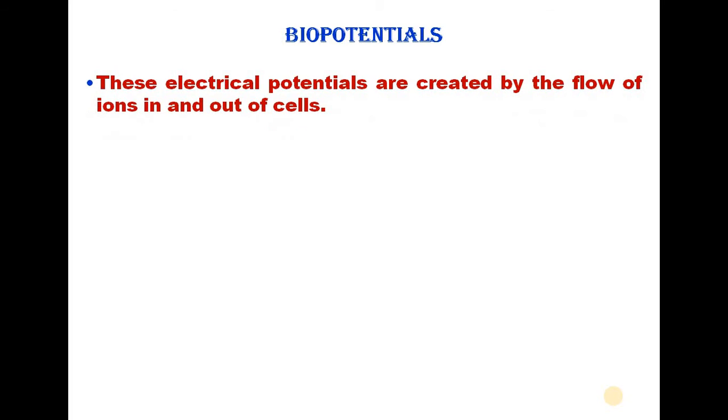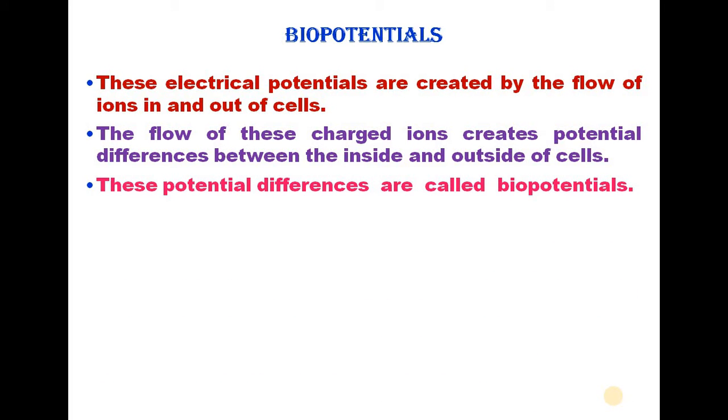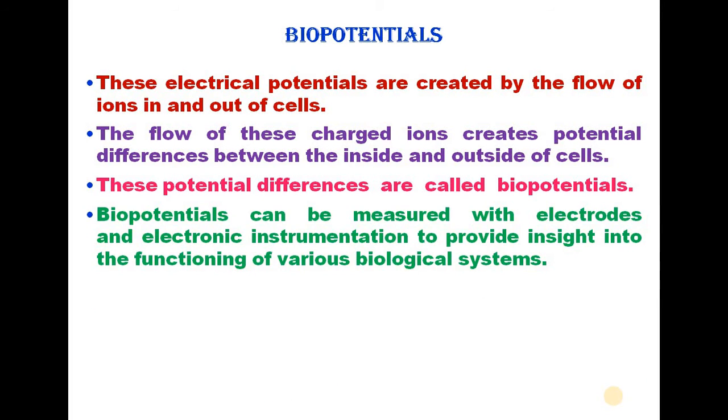First, let us see what are biopotentials. Biopotentials are electrical potentials that are created by the flow of ions in and out of the cells. The flow of these charged ions creates potential differences between the inside and outside of cells. These potential differences are called biopotentials. These biopotentials can be measured with electrodes and electronic instrumentation that provide insight into the functioning of various biological systems.